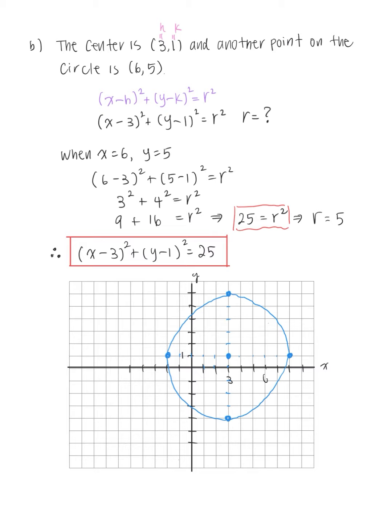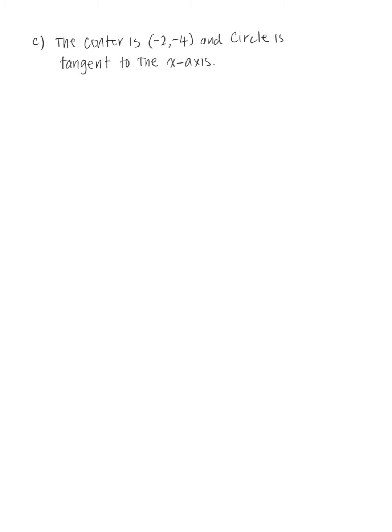1, 2, 3, 4, 5, 6. 1, 2, 3, 4, 5. Oh, I'm close. So let me just put a big old fat dot here to indicate that, yes, 6, 5 must lie on the graph. Now let's do this example.